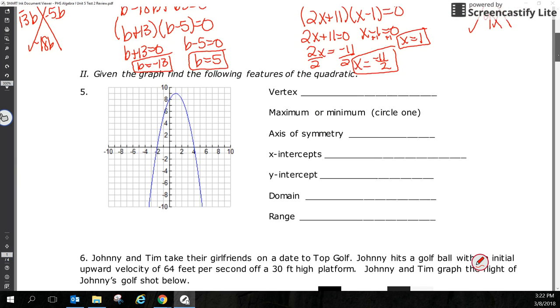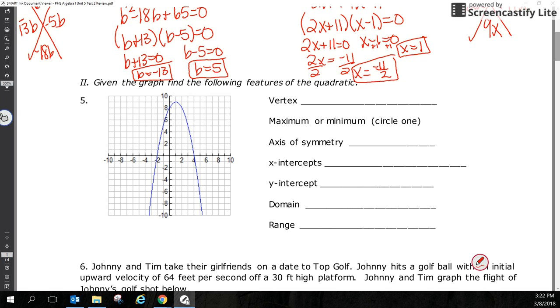Moving on to section 2. We've got a graph, and we need to find all of these features of it. So the vertex, that's your highest point or your lowest point. That's going to be up here, when x is 1 and y is 9. Since it is the top of my parabola, it's going to be a maximum.